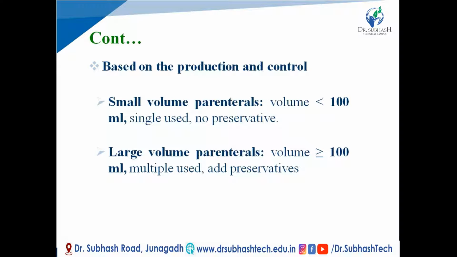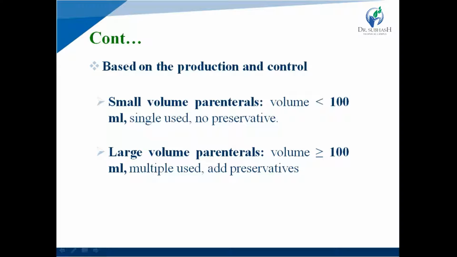Next one is based on the production and control. Two types of parenterals are available. Small volume parenterals and next one is large volume parenterals. Small volume parenterals have volume capacity less than 100 ml, single use and no preservative is added. Large volume parenterals have volume capacity of 100 ml or more than 100 ml. It is multiple use and in this case preservative is added.